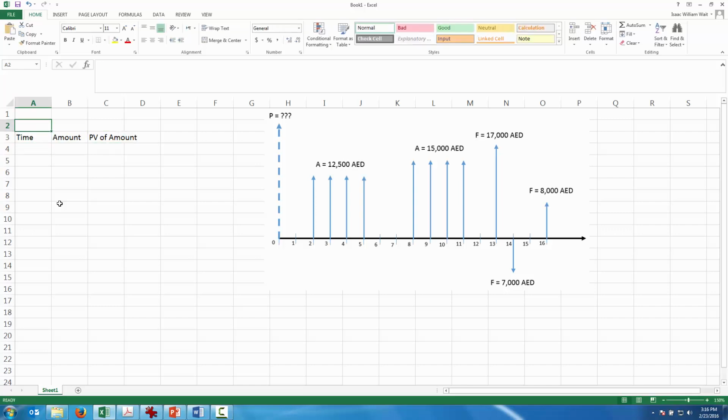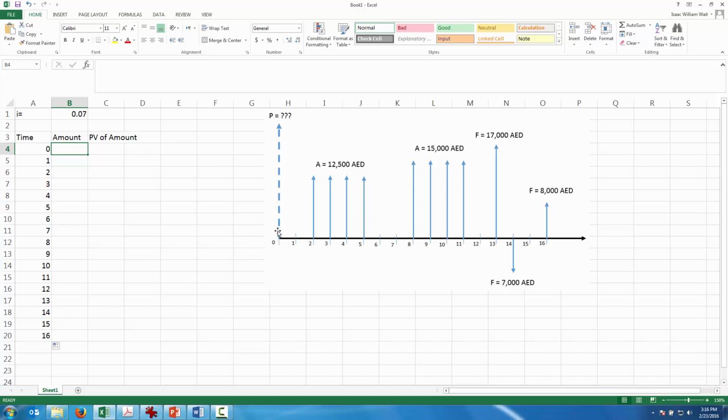Now up here, I'm going to define the interest rate. So I equals, and I'm going to tab over to the next field, and for this one it's 7%, so 0.07. All right, so the time is just how many years we need to go through, 16, to get all of the cash flow amounts into our diagram.